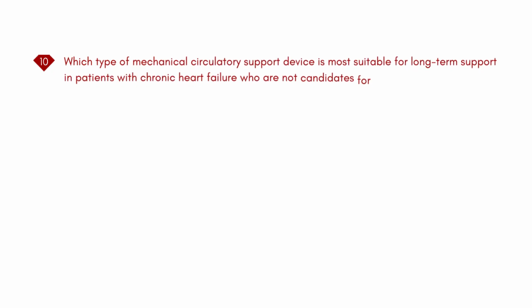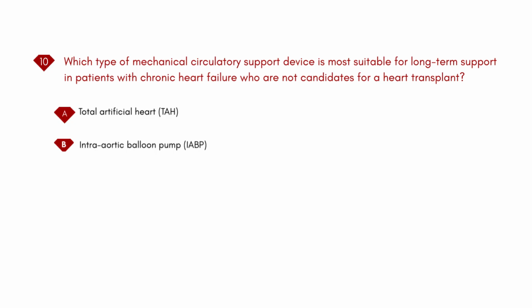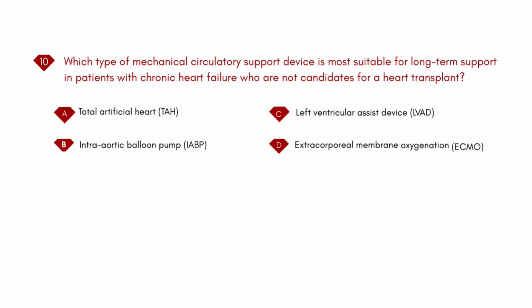Which type of mechanical circulatory support device is most suitable for long-term support in patients with chronic heart failure who are not candidates for a heart transplant? A. Total artificial heart, TAH. B. Intra-aortic balloon pump, IABP. C. Left ventricular assist device, LVAD. D. Extracorporeal membrane oxygenation, ECMO. Answer: C. Left ventricular assist device, LVAD.